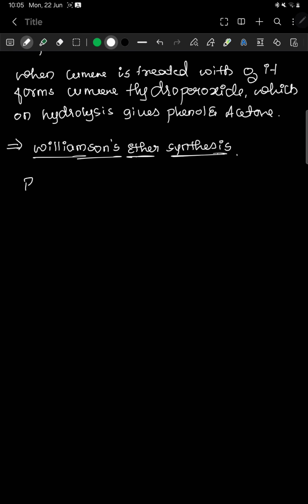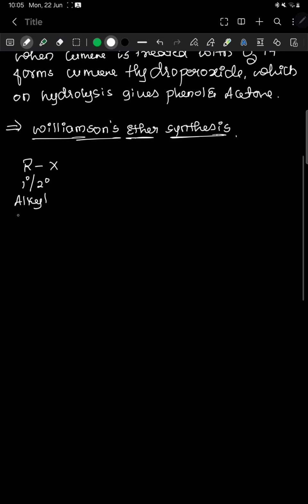We are taking an alkyl halide, that is RX. Compulsorily, this alkyl halide must be either a primary or secondary alkyl halide only, because when tertiary is taken it undergoes elimination, it cannot undergo substitution. So we treat the alkyl halide with sodium alkoxide. This is called sodium alkoxide.